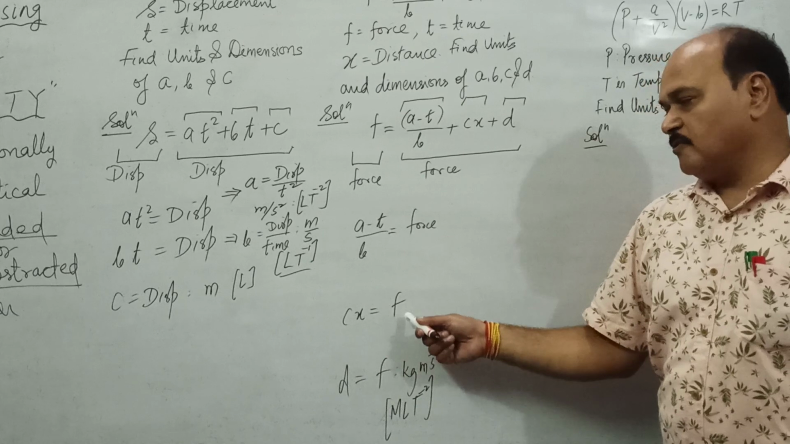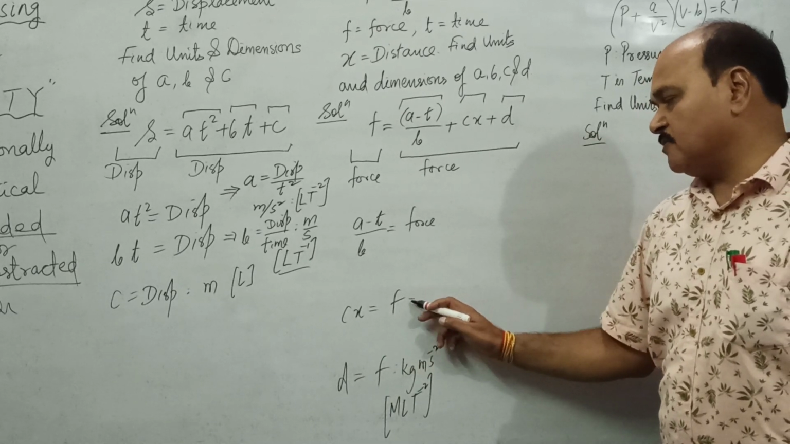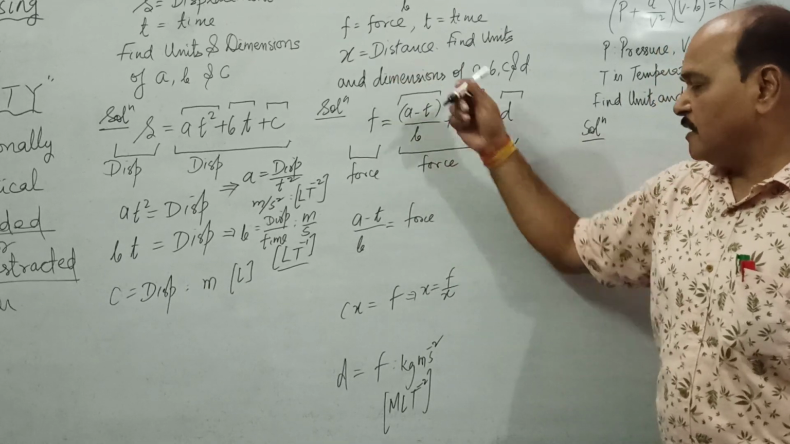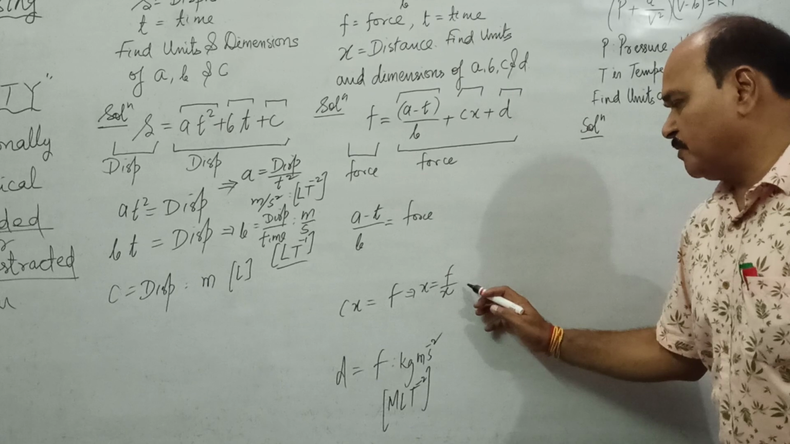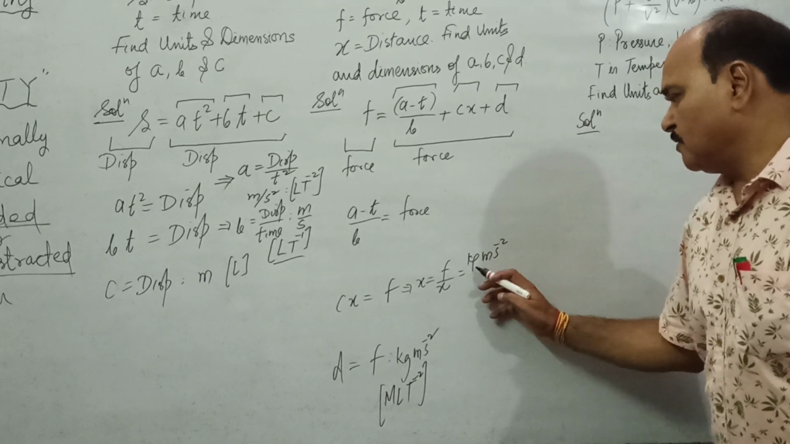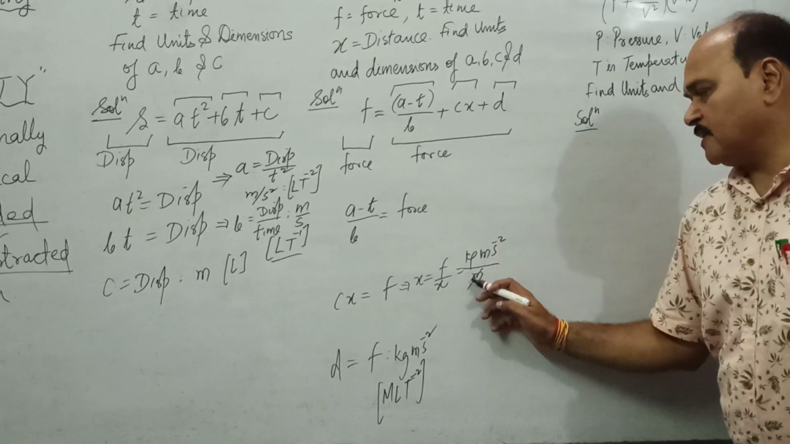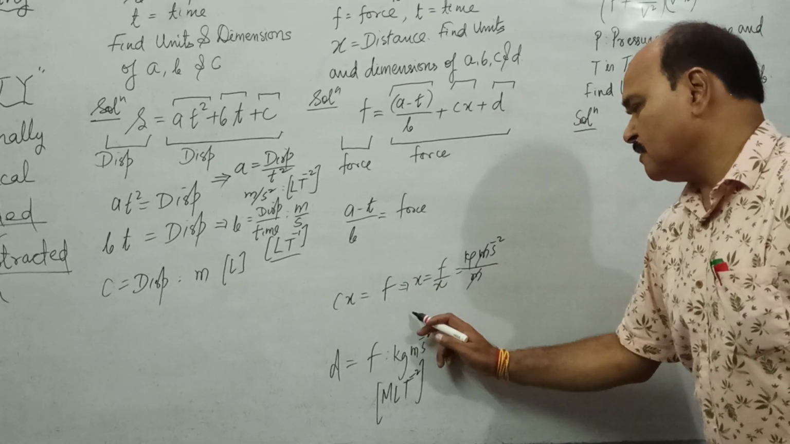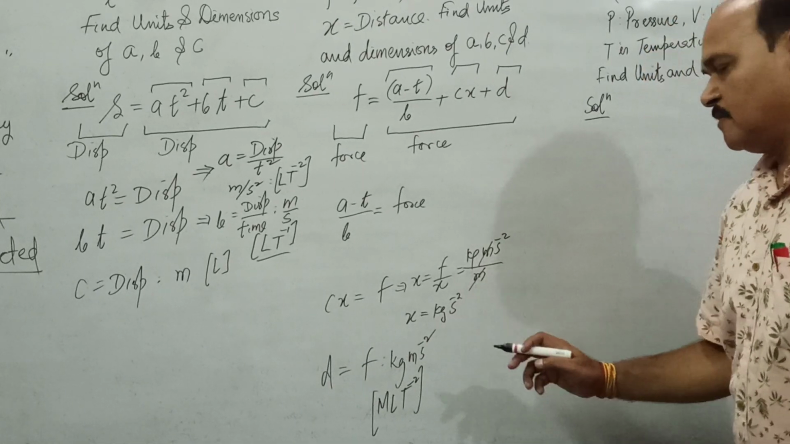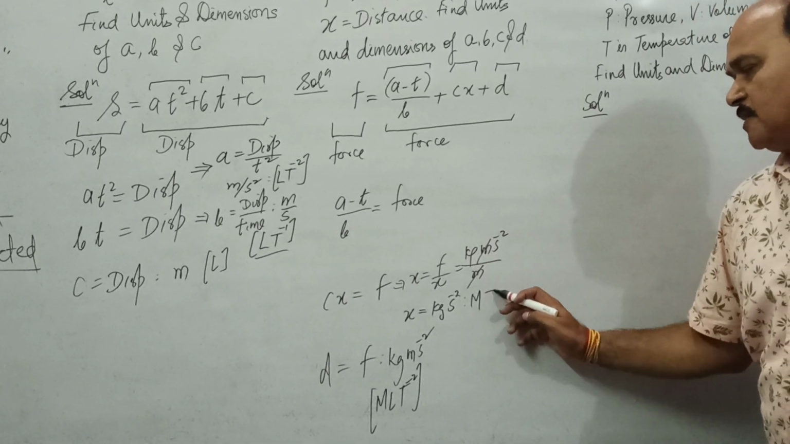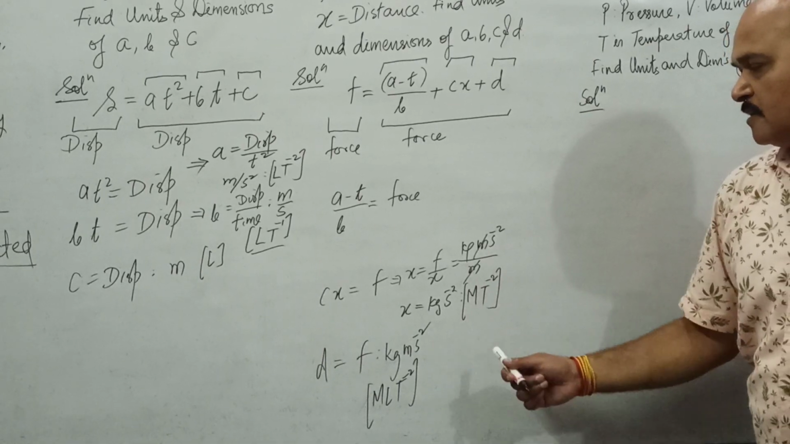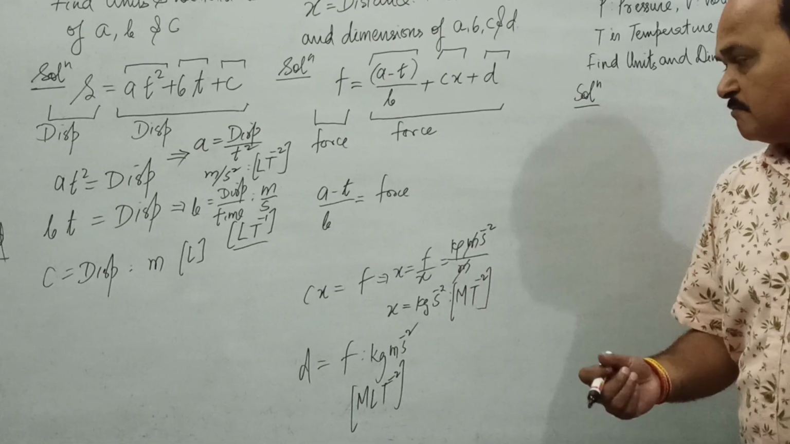If Cx is equal to force, that means X is going to be force upon x. x stands for distance. So unit of X is going to be what? Unit of force, that is what? Kilogram meter per second square, and unit of distance is what? Meter. Meter cancels out. What do we get for the unit of X? Unit of X comes out to be kilogram per second square. Dimensional formula is going to be MT minus 2. Very interesting. This is nothing but surface tension.